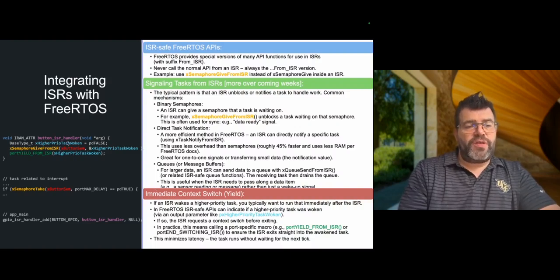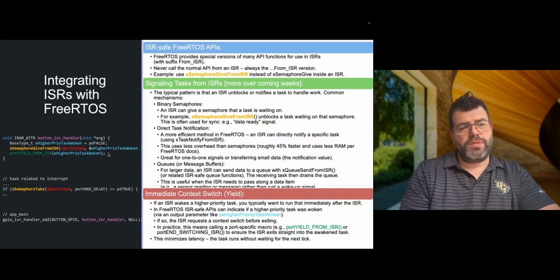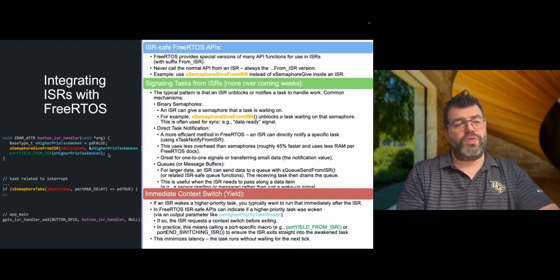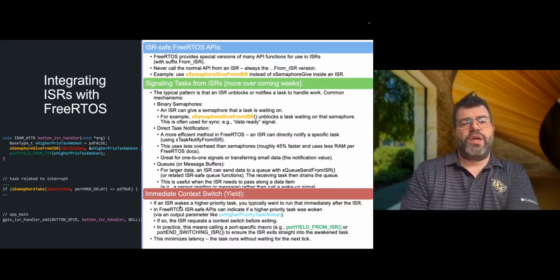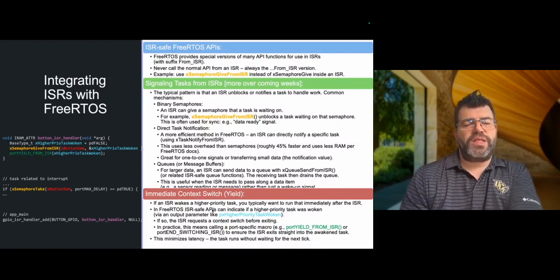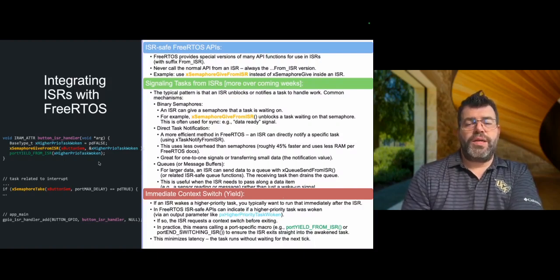All right. After all this is done, right? After you have essentially signaled the task to work, you then yield. You basically say, okay, I am going to yield my time now. I'm done. So if an ISR wakes a higher priority task, right? You could imagine that this ISR could be interrupting a higher priority task. You want to run that immediately after the ISR.